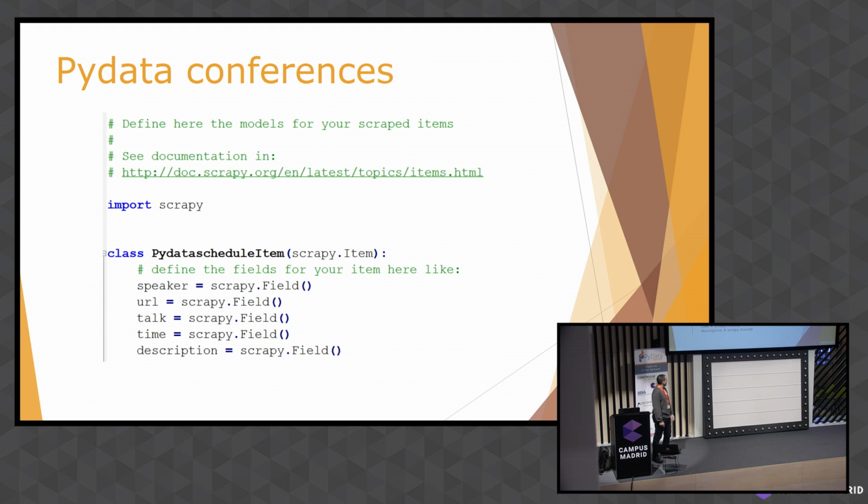Well, for example, if we want to extract data for the PyData conference, we can define this class. This class extends from scrapy.Item, and we declare the fields that we are going to extract. In this case, we are going to extract speaker, URL, talk time, and description.